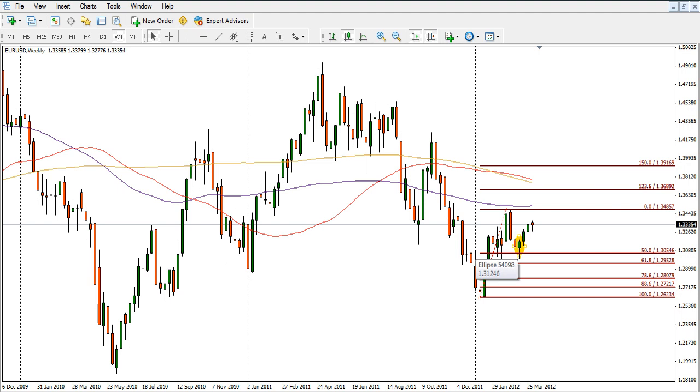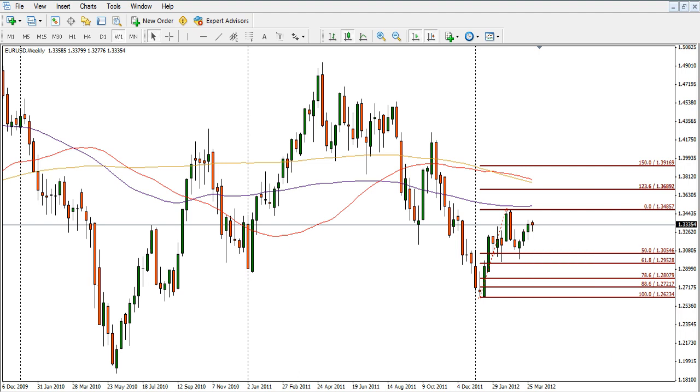In terms of last week's weekly candle, which is that one there, it is pretty much a continuation pattern. It does have a bit of upper wick, but the lower wick is slightly longer, so you'd say that bulls are still in control. In terms of weekly resistance levels, what do we have?